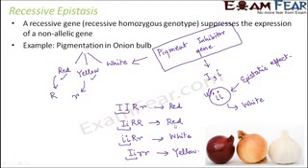So here, have you got an idea of how recessive epistasis is different from dominant epistasis? In dominant epistasis, the epistatic gene shows its effect only in the dominant condition. And here the epistatic gene shows its effect only in the homozygous recessive condition.